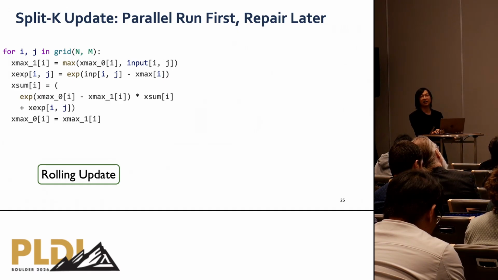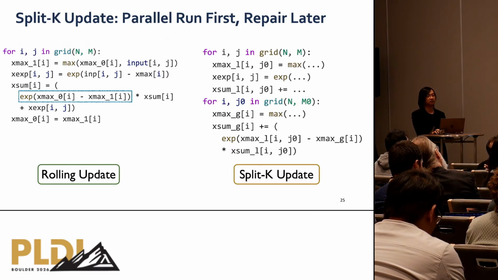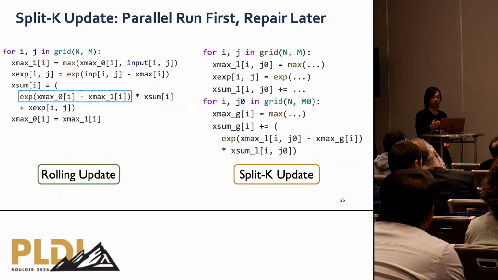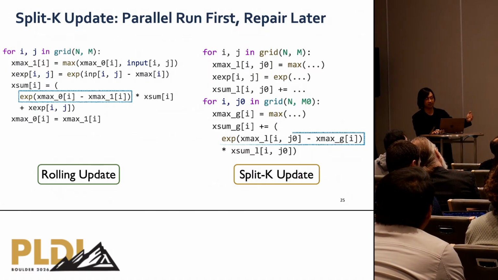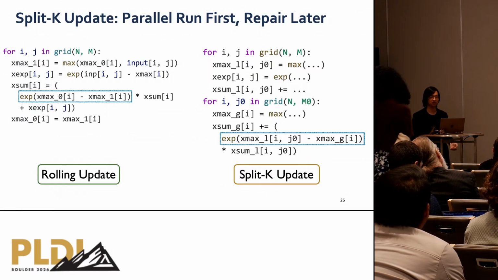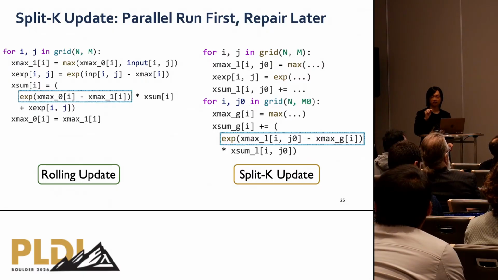Now, briefly on the other variant, which is the split-K update. In rolling update, everything is under the same loop nest, and the repair term is here. In split-K update, the loop structure is different. We want to create two loop nests. The goal is this: we want the first loop nest to be fully parallelizable. It runs local reductions. And then the second loop nest is where we change the computation to fix the result. So this gives us a different trade-off point compared to rolling update. You get more parallelism at the cost of a little bit of extra data stored.